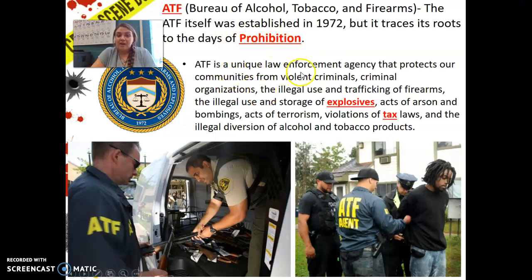Basically, they are a unique law enforcement agency that protects our communities from violent criminals, criminal organizations, the illegal use of trafficking firearms, so like selling firearms illegally, the illegal use of storage of explosives, so same thing, explosives, acts of arson, bombings, terrorism, which would be a big part, and violations of tax laws, which is kind of weird. But that'd be all the different aspects that they are going to be getting into.